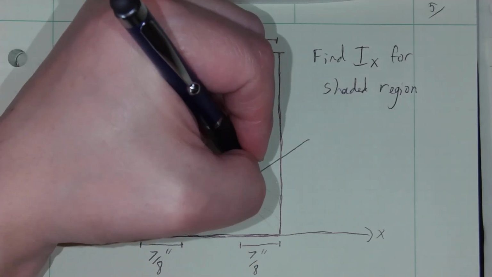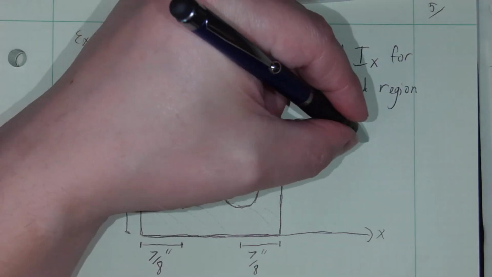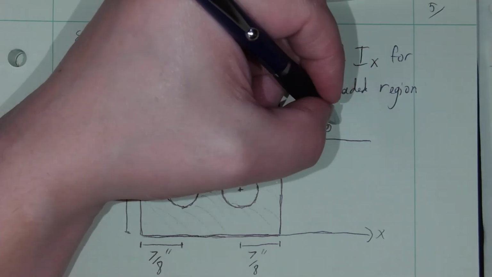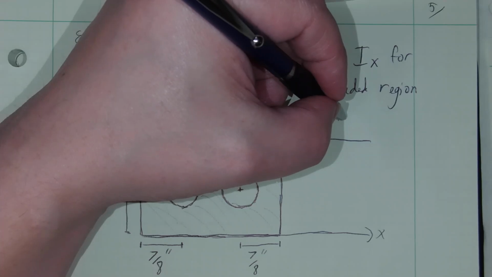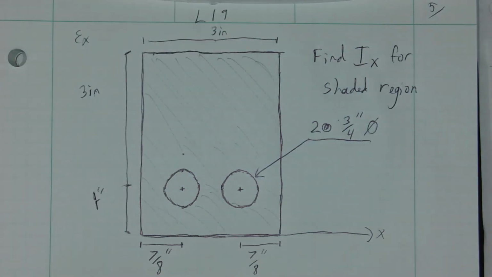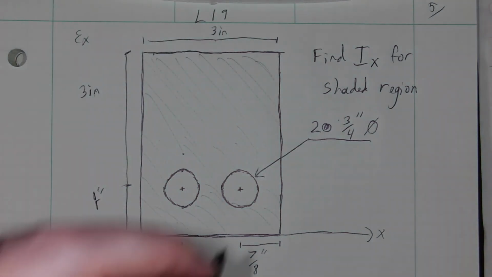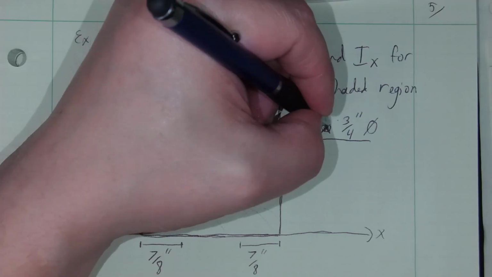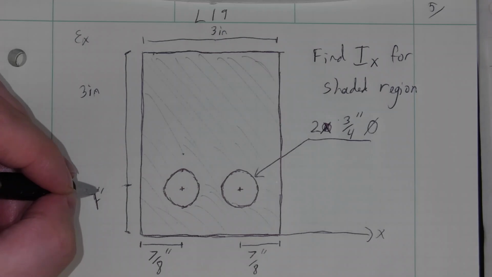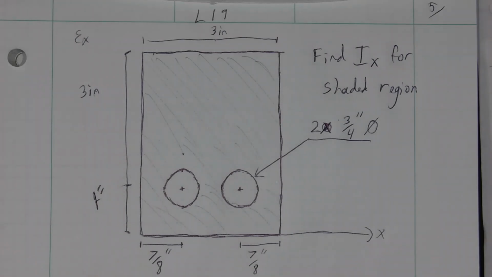I've got 2 shapes here. It'd be 2 at 3/4 inch diameter. You might see something like that, or rather than at, it might say 2 times. So you've got 2 circles here, each of them 3/4 inch diameter. It's not a perfect drawing, but closer to what we might see in a technical drawing format.